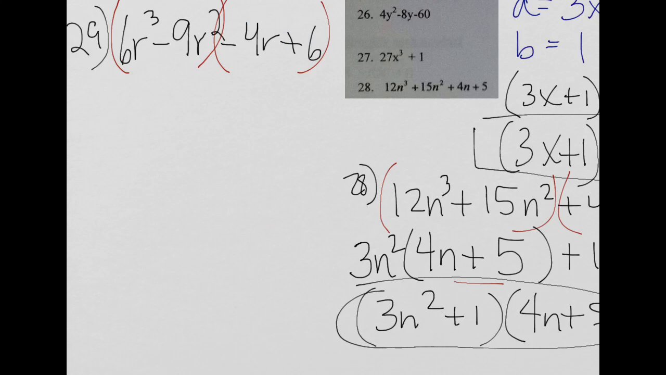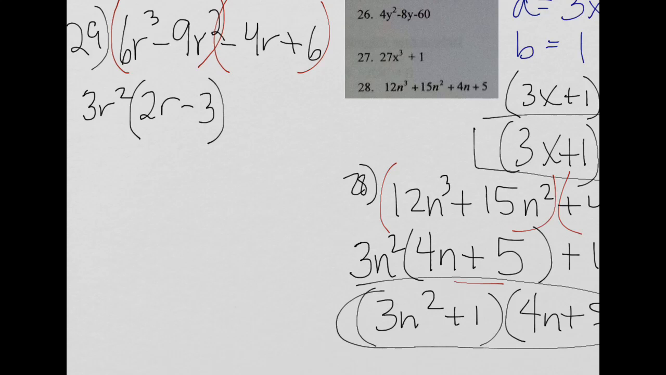Alright, for 29, we're factoring again by GCF. Not by GCF, it's grouping. You got to group the first two and the last two, so I could pull out a factor of 3r to the second. So when I divide by both of that, I get 2r minus 3.